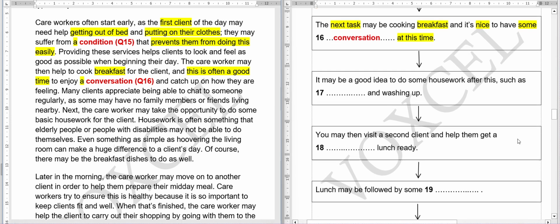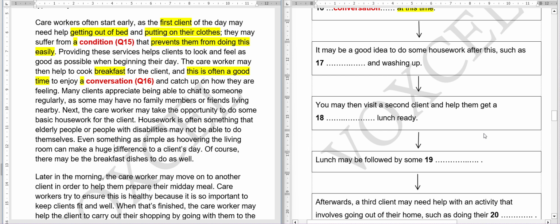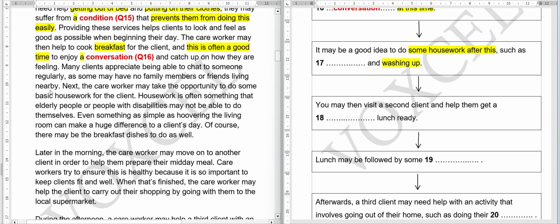Okay, let's read the next, 17th question then. It may be a good idea to do some housework after this. So after making breakfast you should do some housework such as dash and washing up. I'm not going to tell you in detail what washing up means. First we'll try to figure out the answer, and then I will tell you where these answers or words are. I will just tell you the location, not precisely but approximately.